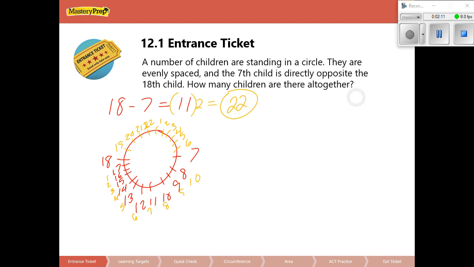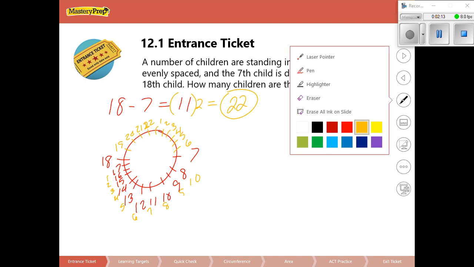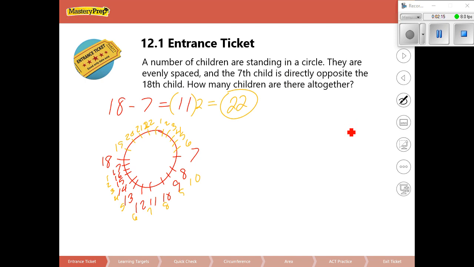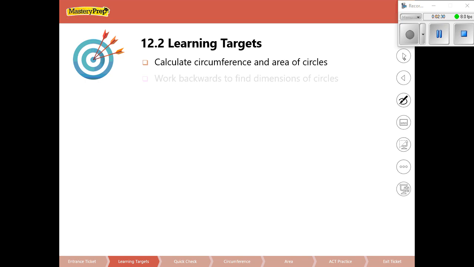So there are many different ways to get there. And one that is also very nice is sometimes drawing it out and seeing it as a picture form, because sometimes the numbers work a little better if we can see it. But that's all we had to do for this entrance ticket here. There are 22 kids standing in the circle.